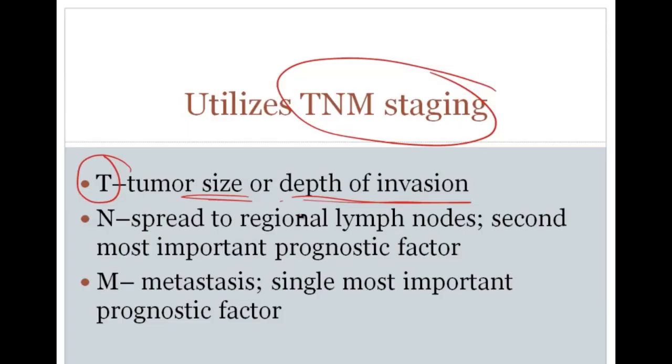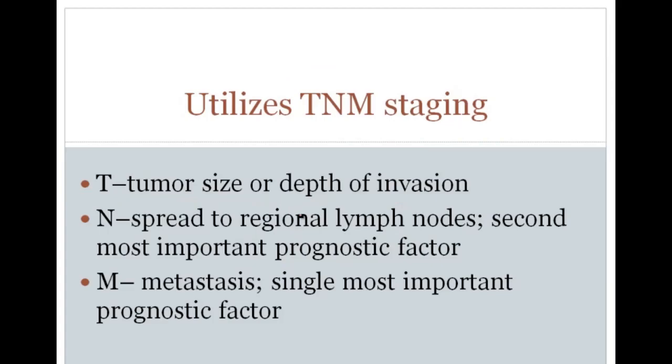So that's the T part of the TNM staging. The N in the TNM refers to the spread to regional lymph nodes. This is the second most important prognostic factor. And the M refers to distant metastasis, i.e. away from the regional lymph nodes. And this is the single most important prognostic factor. Metastasis is the single most important prognostic factor in the TNM staging system. And you do need to be aware of that as well.